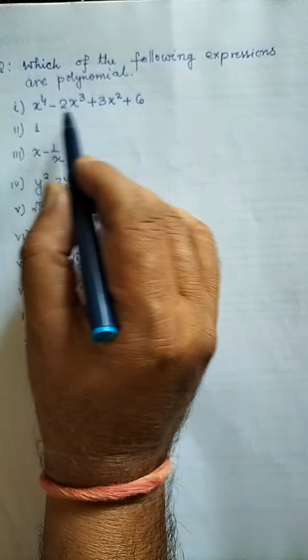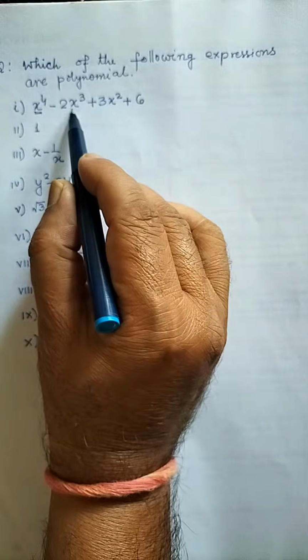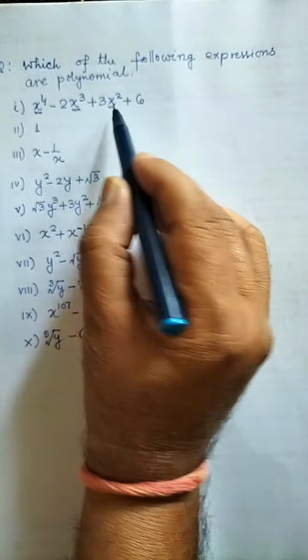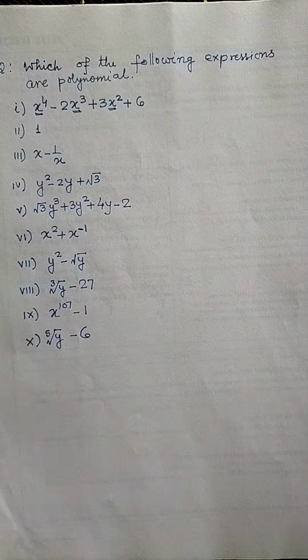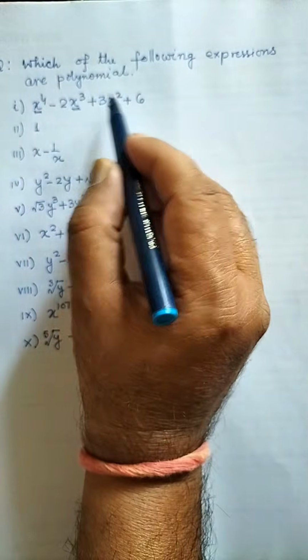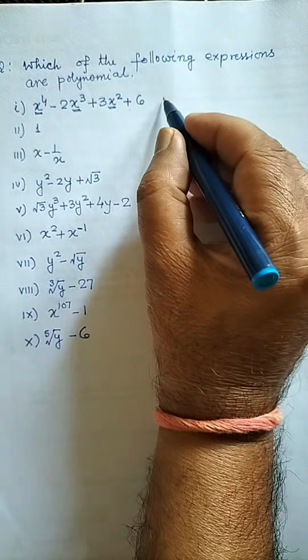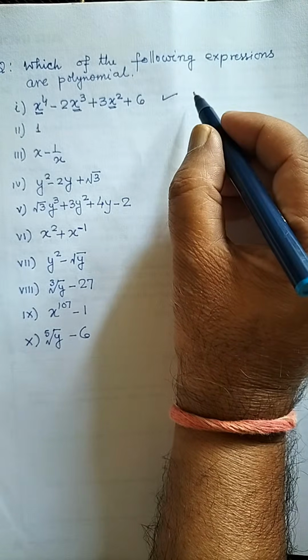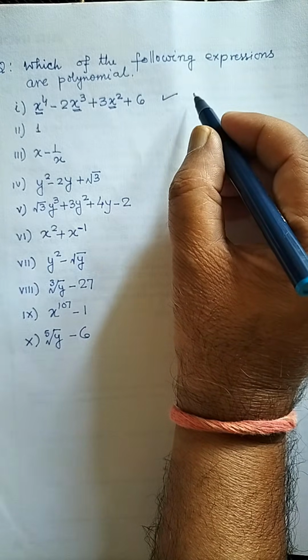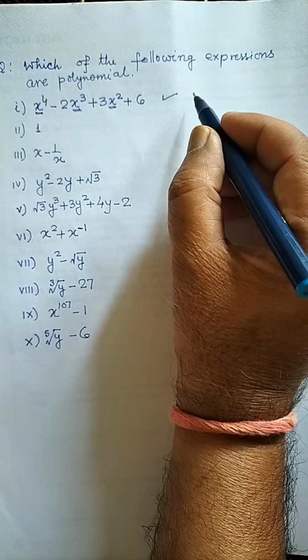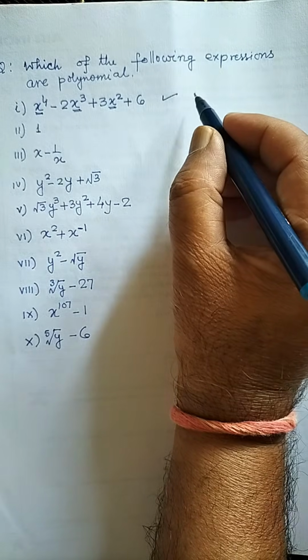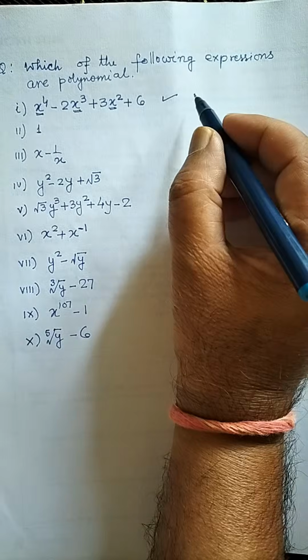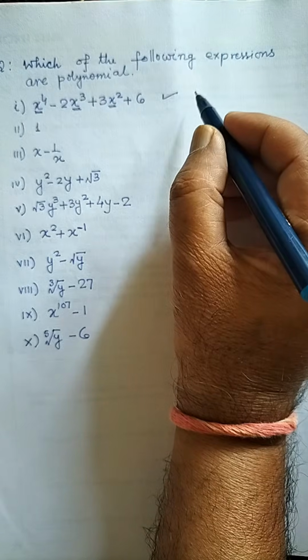Here the variable is x. Very clearly you can see x is the variable and the power throughout is all positive: 2, 3 and 4. So yes, it is a polynomial, right? This is a polynomial. So in order to conclude that it is a polynomial, the variable should not have negative power or fractional power. Just remember these 2 points.